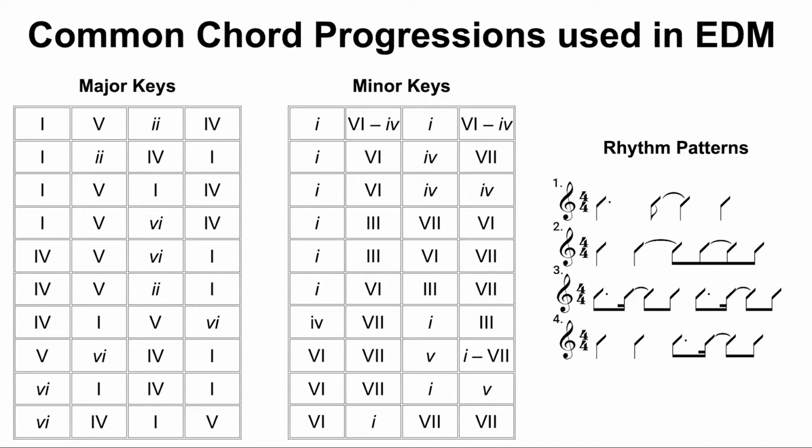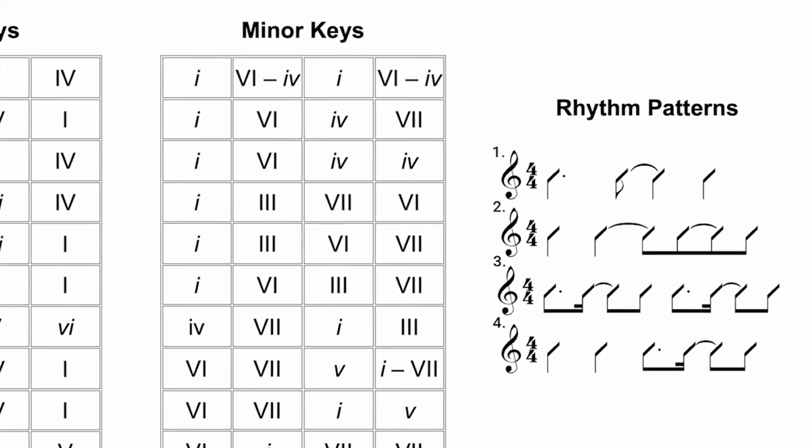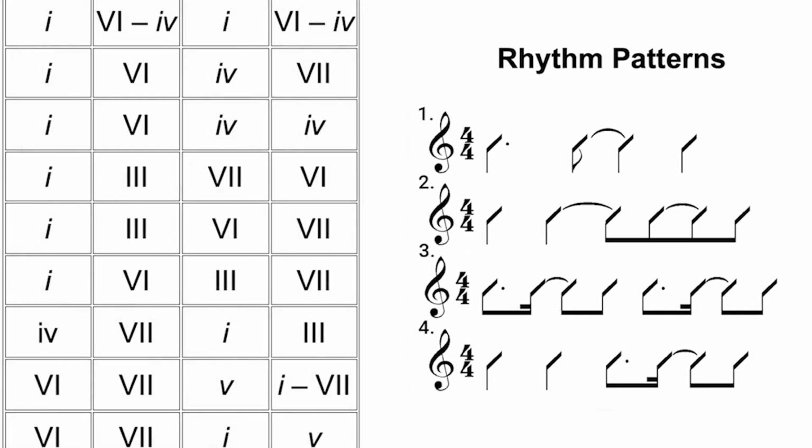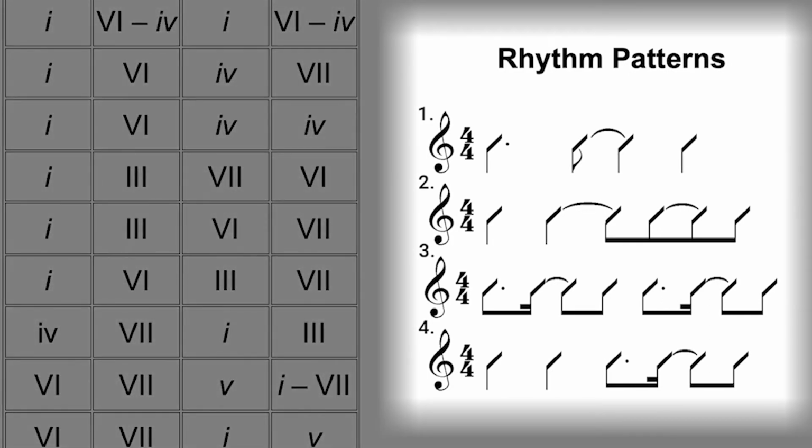Okay, so now you're wondering, why is this important? Why do we need to know this? The reason I'm teaching you this is if you look at the TeachEDM.com common chord progressions used in EDM chart, there are some rhythm patterns given to you. These rhythm patterns will be used in the composition course when we're writing our chord progression and trying to come up with an interesting rhythm for our chords. So we want to be able to actually read the rhythms and apply what is written on this page to our compositions.